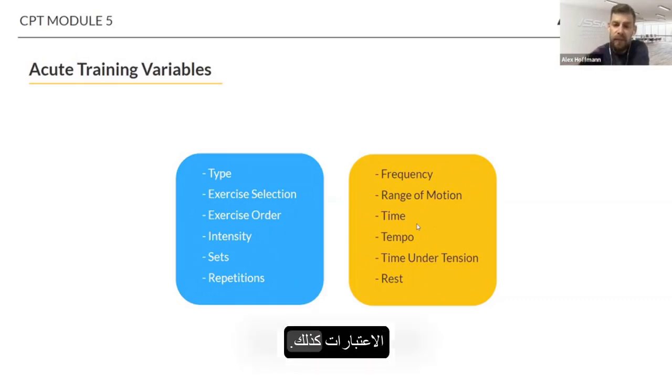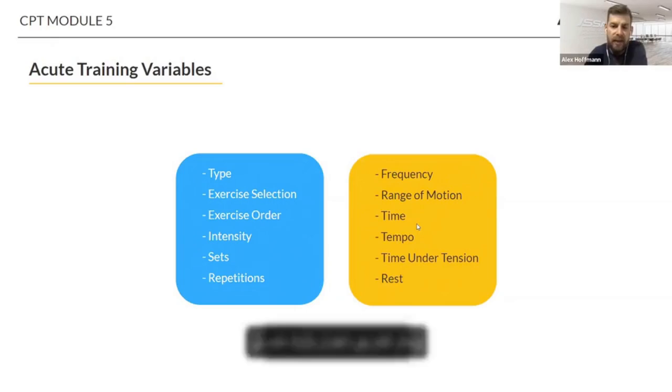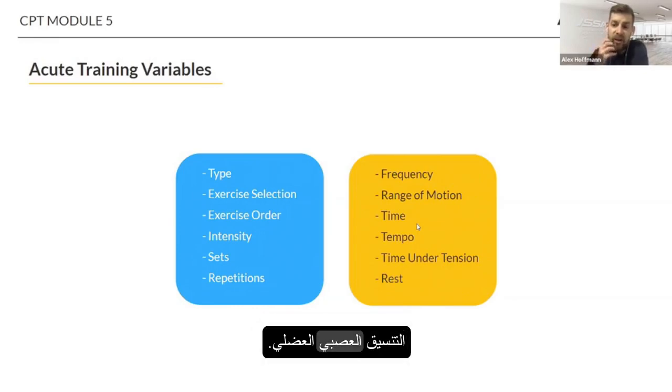Exercise order is the order that we do our exercises in. So typically we're going to be doing our larger compound exercises first, and then we're doing our single joint or isolation exercises secondly. The reason for this is compound movements take greater neuromuscular coordination, and so we want to be doing this when we're fresh.